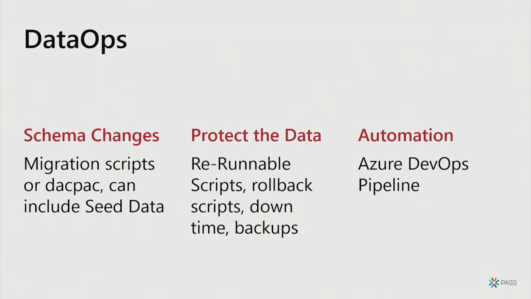But we always have that middle piece, which is we have to worry about protecting the data. If the schema changes, we can't lose any data. So there has to be a rollback script in case it all doesn't work. There has to be backups, which is sort of the ultimate rollback script. That's the big piece from the database world that's a little bit different.